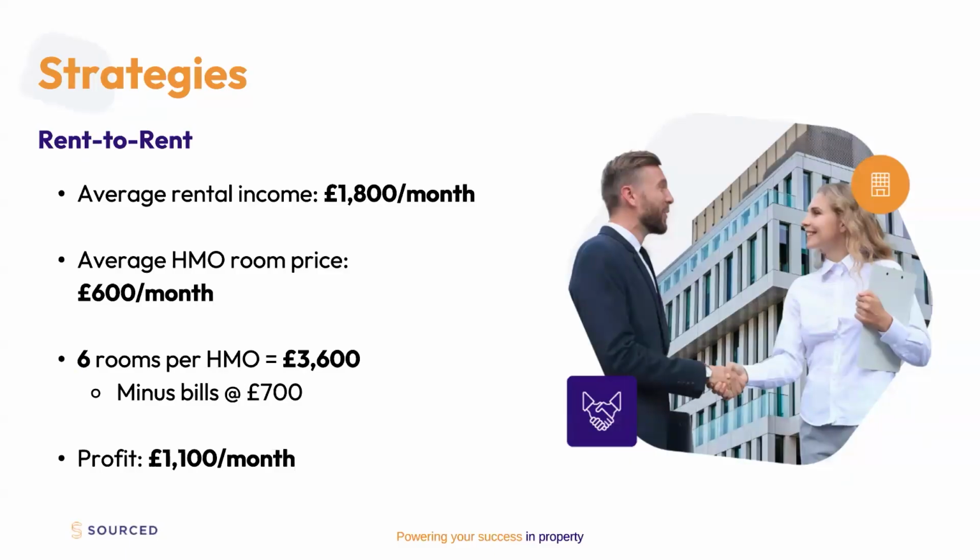Let's look at another way of making that money. Another strategy that people use when they're first coming into property is rent to rent. So the average rental income in the UK is £1,800 per month. The average HMO room price in the UK is £600 per month. So 6 rooms in a HMO will net £3,600. You need to take bills off that because as part of running a HMO you need to pay for the bills, because you include the bills in the price, which means that this deal would net about £1,100 per month. And this is assuming that you're running it yourself and you're not using a letting agent. So £1,100 per month in order to profit from running a rent-to-rent property like this.